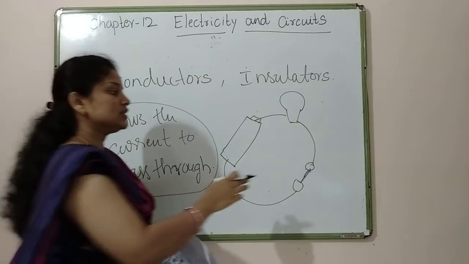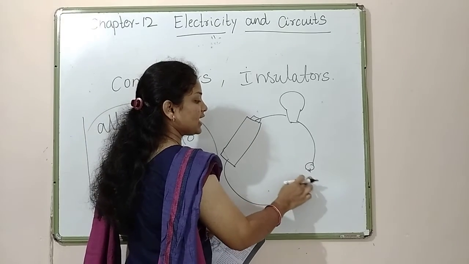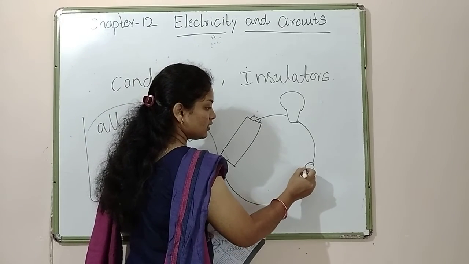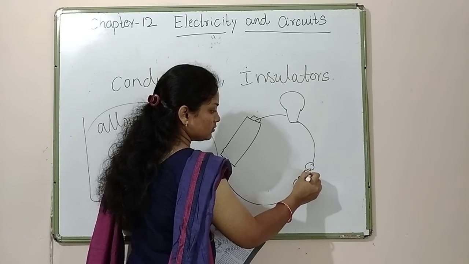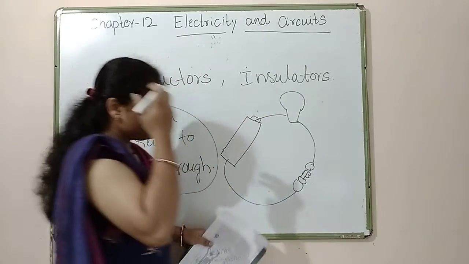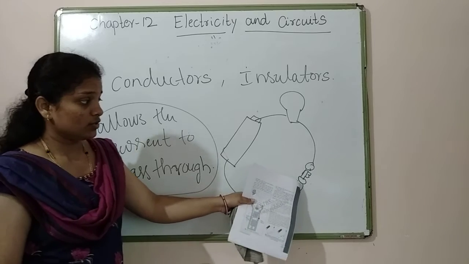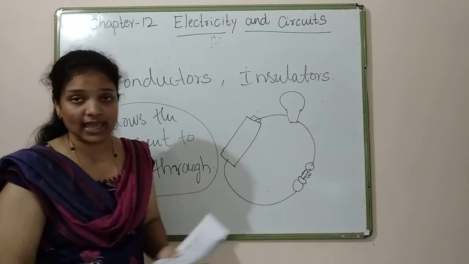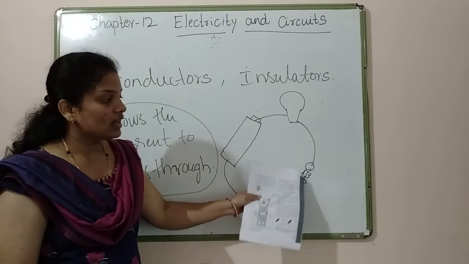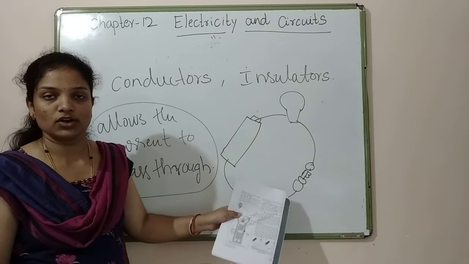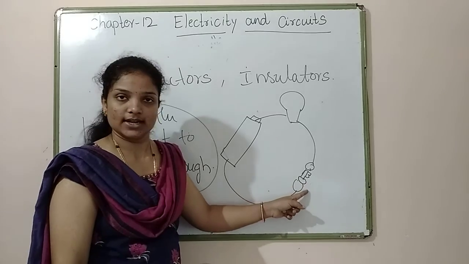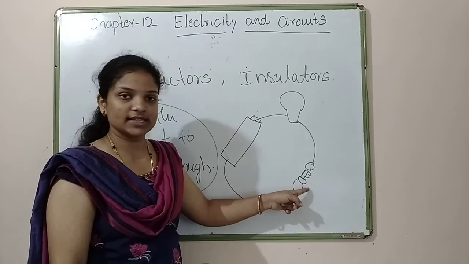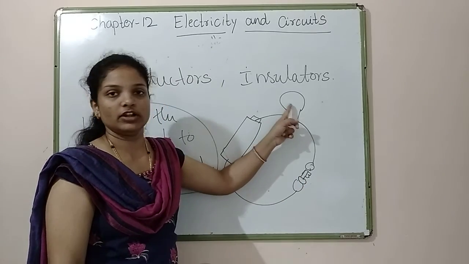So instead of this plastic piece, put some key here. Instead of the plastic piece, put a key. The key will allow the current to pass through. Why? Because this is a conductor. This material is a conductor material. How can you say? If you put this here, the bulb will glow.